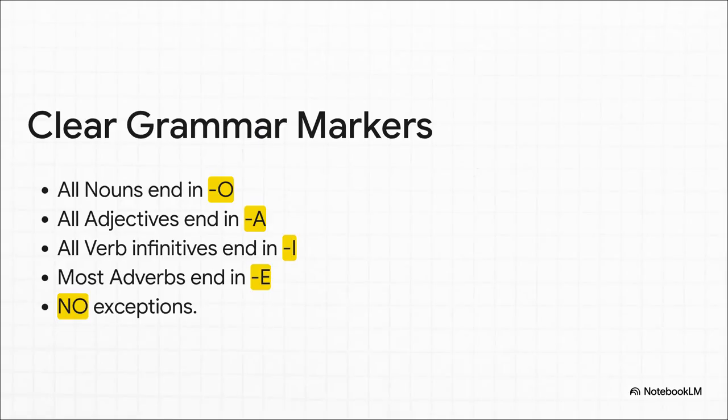And the grammar? It's just as clear. Every single noun ends in O. Every single adjective ends in A. There is zero ambiguity. You can tell what a word does in a sentence just by looking at its ending. This simple, transparent structure, well, it's the key to everything we're about to talk about.